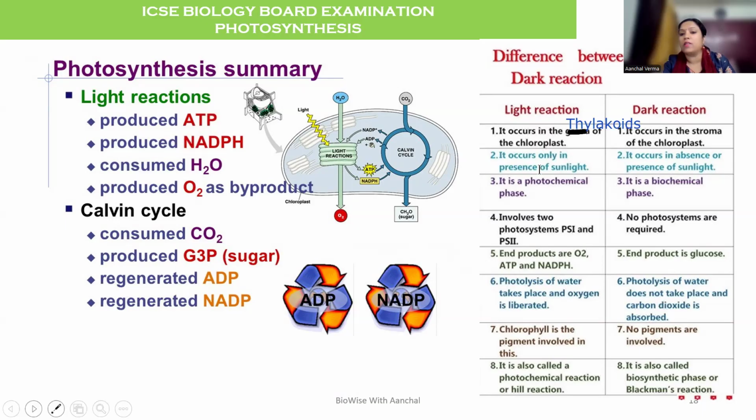Then, light reaction occurs only in the presence of sunlight, obviously, but dark reaction can happen in the presence as well as in the absence of sunlight. It doesn't happen only in dark. Sunlight is not needed. It is light independent reaction. It is not light dependent like the first reaction. Then end products are oxygen, ATP, NADPH, and end product is glucose. Photolysis of water takes place in the light reaction, and photolysis of water is not the process in dark, but carbon dioxide fixation is a step that happens in the dark reaction. Okay, so this much if you know, it's more than enough.